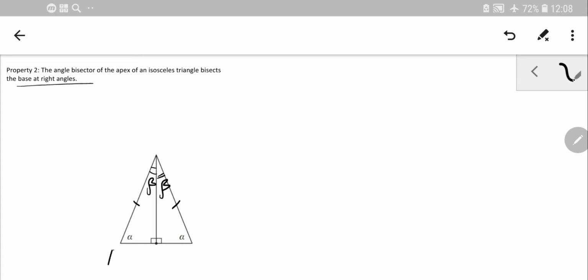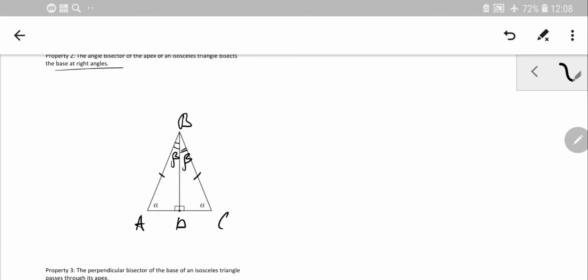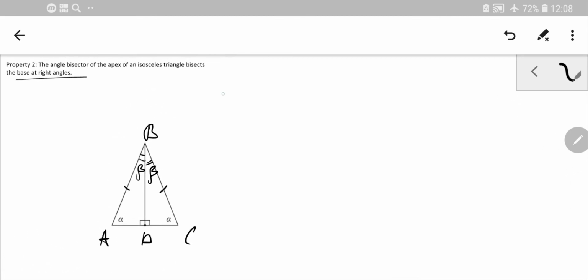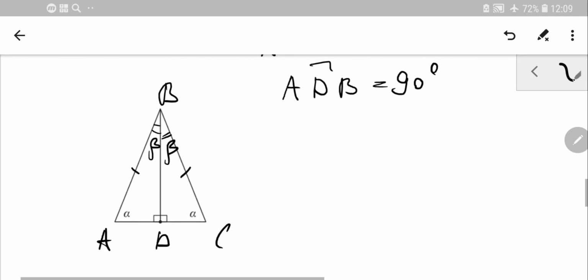So let's mark it A, B, and C, and some letter D. We need to prove that in the isosceles triangle, the bisector bisects the base at right angles. So AD equals DC, and also that angle ADB is 90 degrees. Okay, so what we have here is the following.